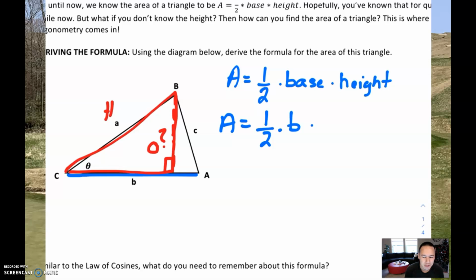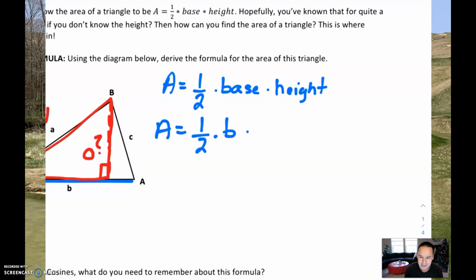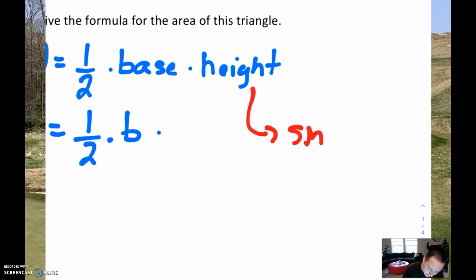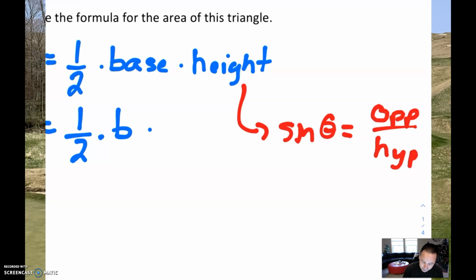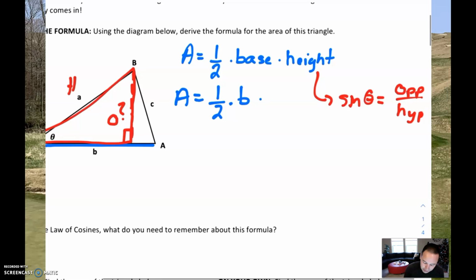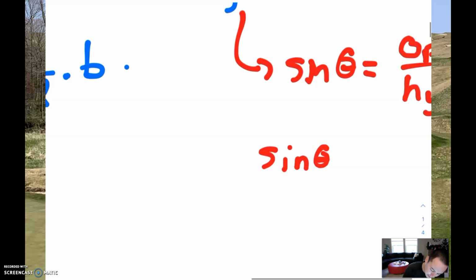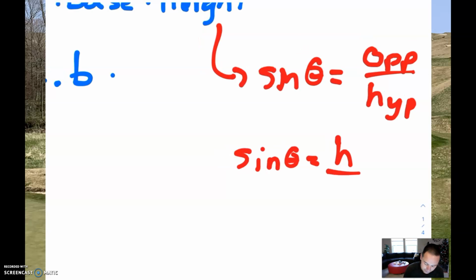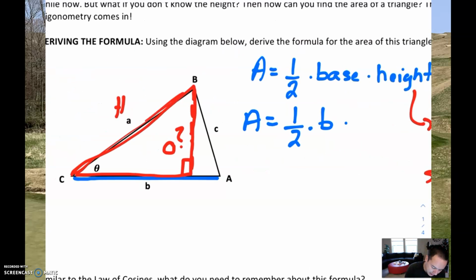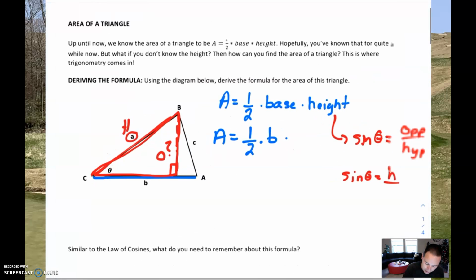Do you remember which ratio you can use to solve for that? O and H, that's going to have sine. Because remember, for this height, I'm going to have the sine of theta is equal to the opposite over the hypotenuse. And in this case, this opposite side, so I'm going to rewrite this now as sine of theta equals that opposite side we're just calling h. That's our height. And then the hypotenuse, that's this one, is going to be a.